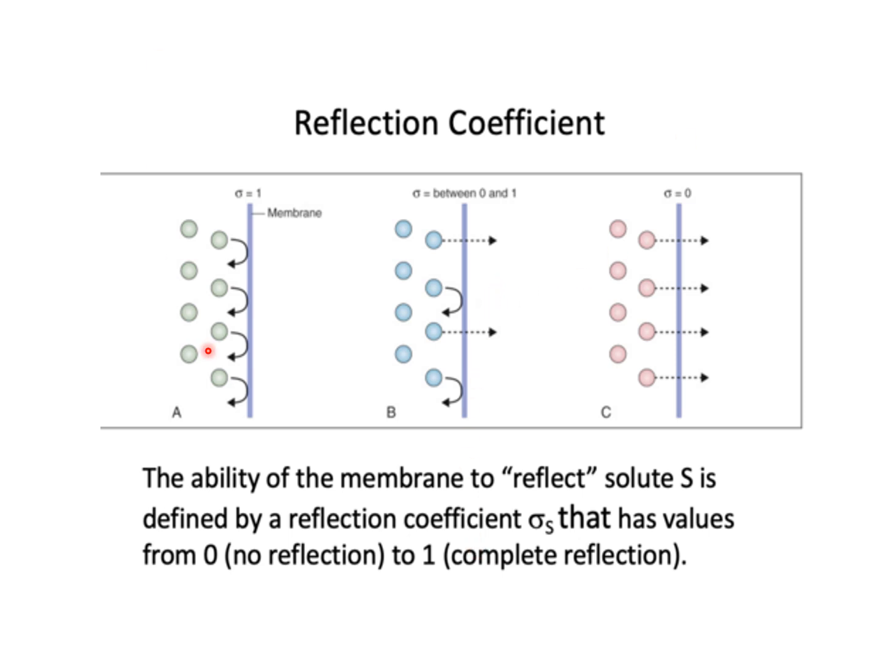If the membrane reflection coefficient is 0, it means the membrane is totally permeable to the solute. No reflection is happening, so there will be no osmosis here. And if the reflection coefficient is 1, that is complete reflection, all the solute particles will be reflected back. That means in that case osmosis will actually happen.